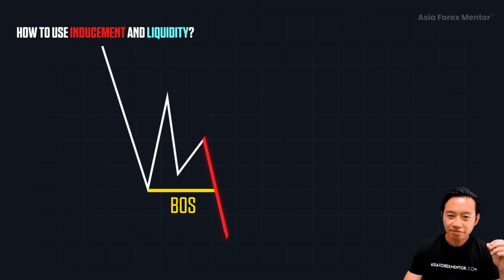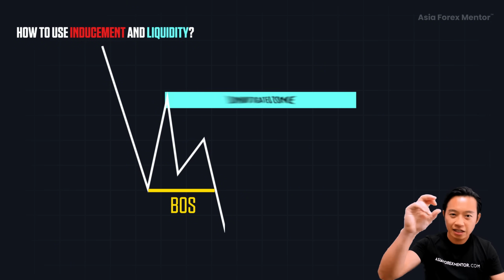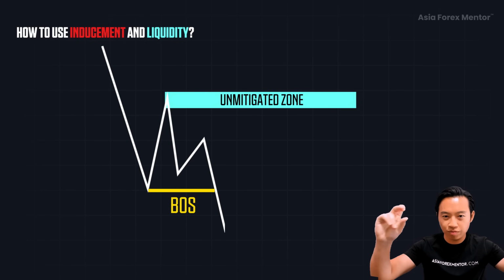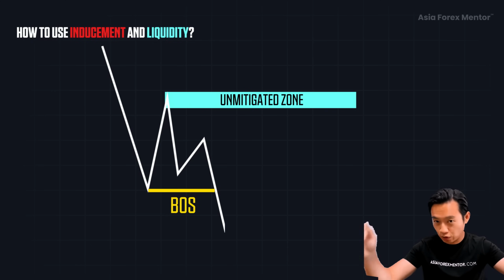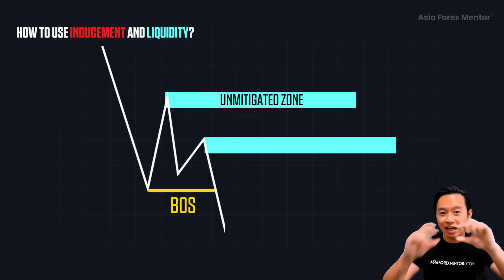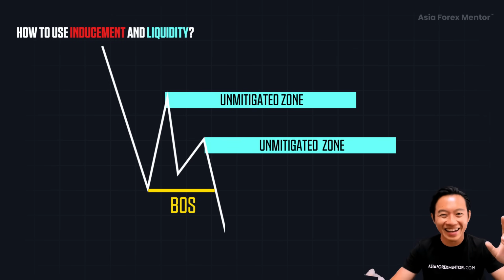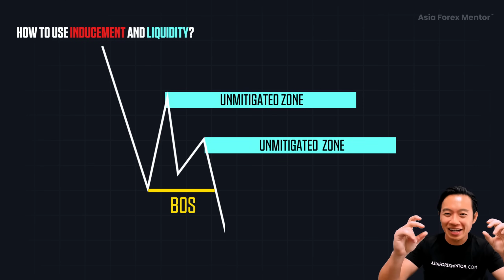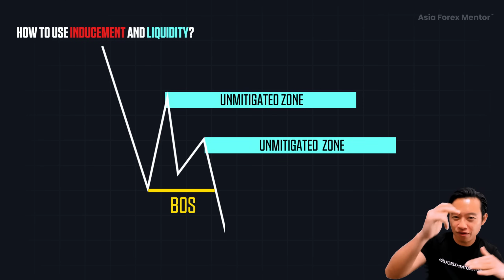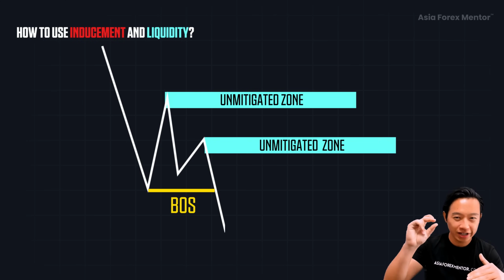Okay, now, so here's what happens. We have at the top over here this unmitigated zone, which price hasn't touched before, right? Where price may potentially reverse from. All right, so now we also have another unmitigated zone here. Unmitigated zone, right? Which is caused by what? The recent break of structure, because it broke the structure, right? So that itself, it's also a zone.